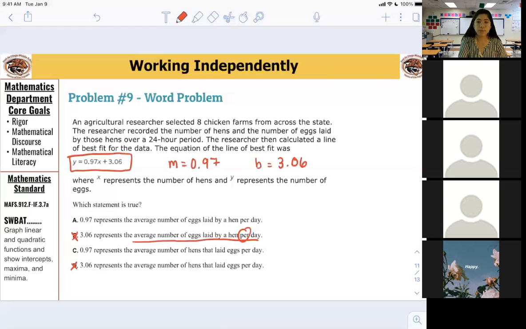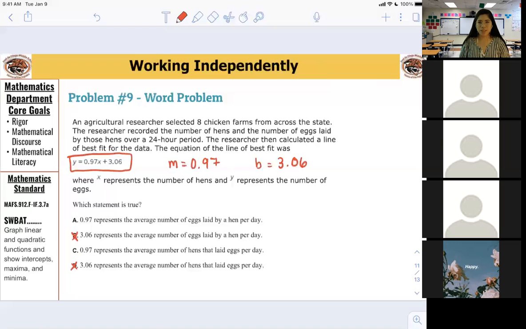Okay, so is it because the 3.06 is the starting point? Yeah, exactly. 3.06 is the starting point, not the rate of change. So C and D are making it sound like 3.06 is the rate of change, which we know is not true. So those are out. But now let's look at the other two. So A, 0.97 represents the average number of eggs laid by a hen per day. Answer choice C says 0.97 represents the average number of hens that laid eggs per day.